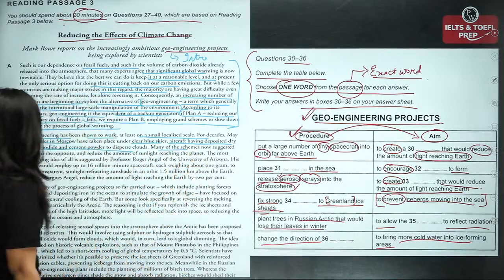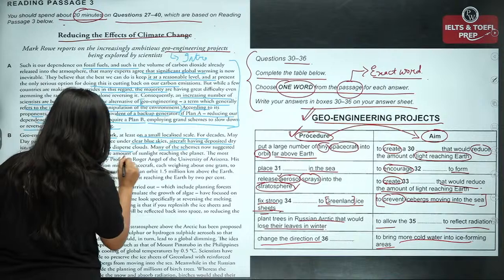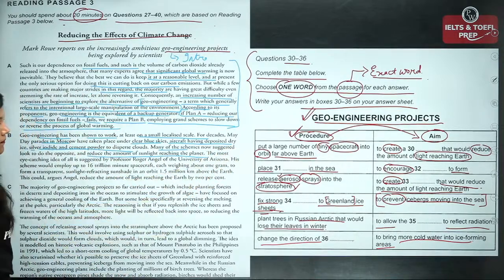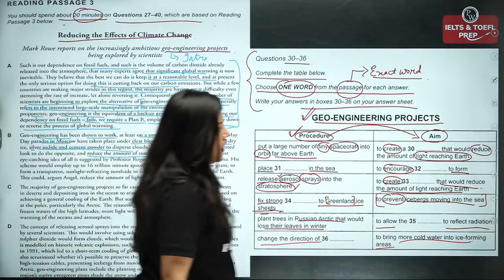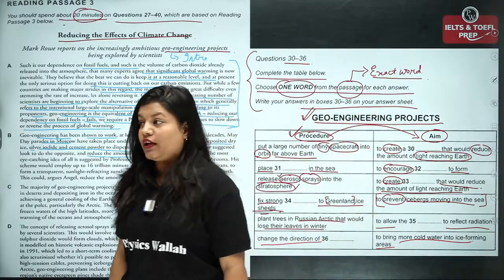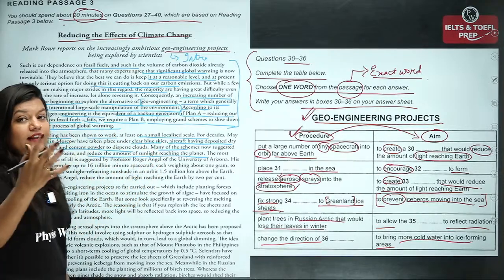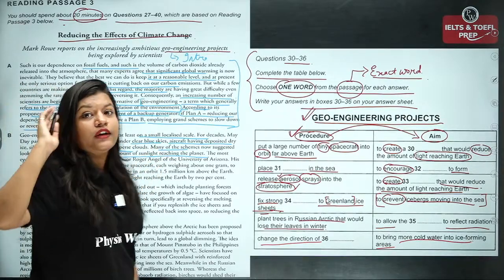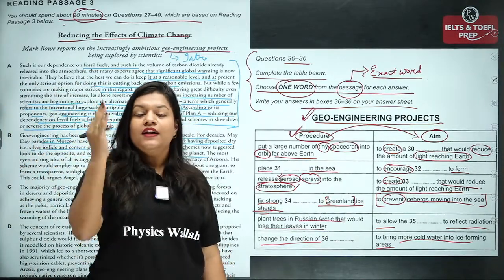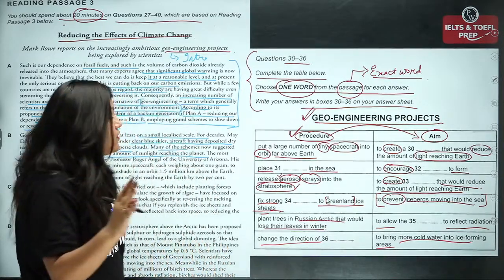Many of the schemes now suggested look to do the opposite: reduce the amount of sunlight reaching the planet. Can you relate it to somewhere over there? What we need to do is reduce the amount of light reaching the earth. This is our aim and how we are going to achieve it. Now from here you're going to start getting your responses. The moment your keyword matches the paragraph, start reading it carefully, with full concentration.